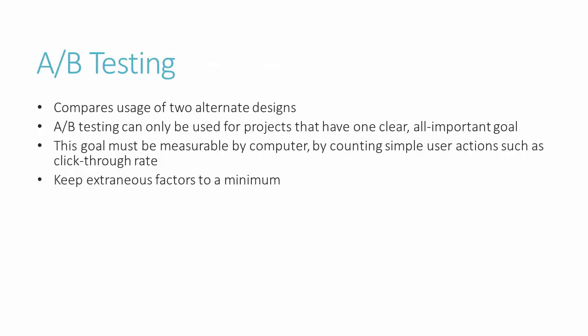Our second method is A/B testing. A/B testing compares usage of 2 alternate designs. A/B testing can only be used for projects that have one clear, all-important goal. The goal must be measurable by computer by counting simple user actions such as click-through rate. You'll want to keep extraneous factors to a minimum. In plain language, that means do not test one design during the library's busiest weekend and another during a holiday weekend. External factors matter, and you can skew your results.